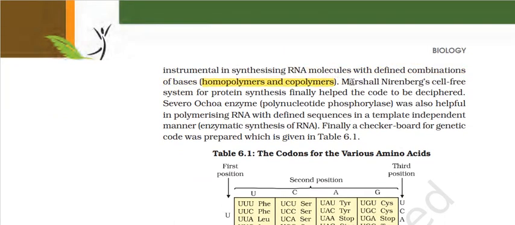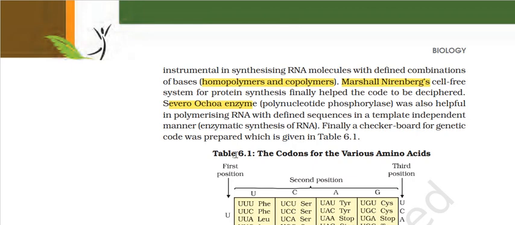Marshall Nirenberg's cell-free system for protein synthesis finally helped the code to be deciphered. So finally it was Nirenberg whose protein synthesis system told us how we could get the code. Severo Ochoa's enzyme, polynucleotide phosphorylase, was also helpful in polymerizing RNA with defined sequences in a template independent manner. There was no template, you could simply produce RNA. This is called enzymatic synthesis of RNA.